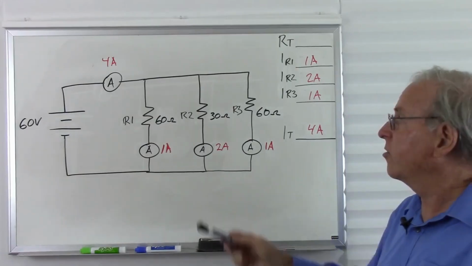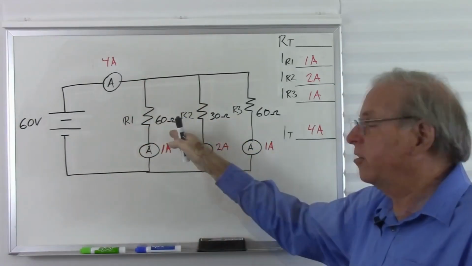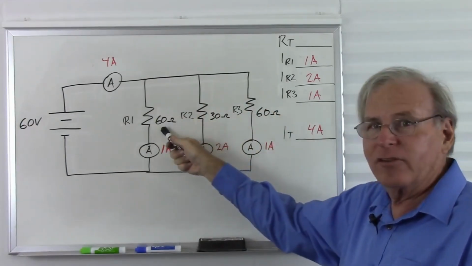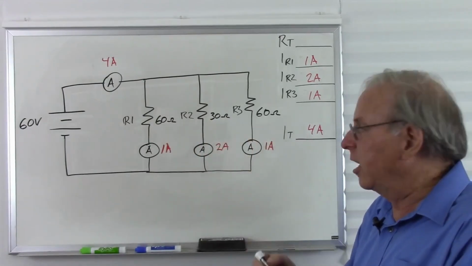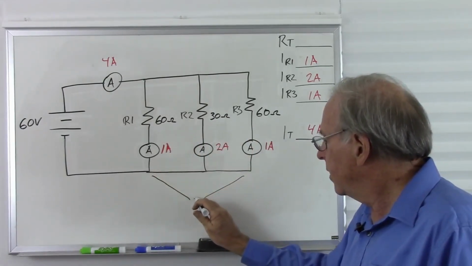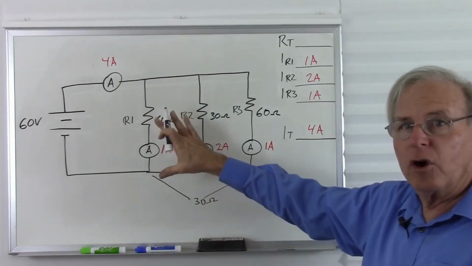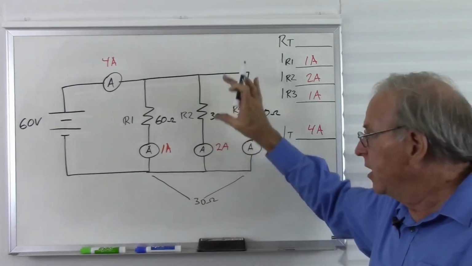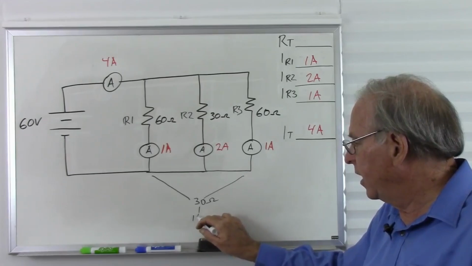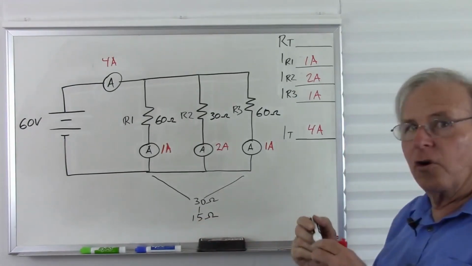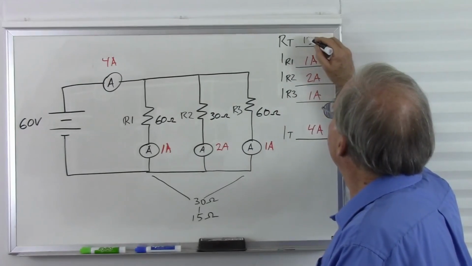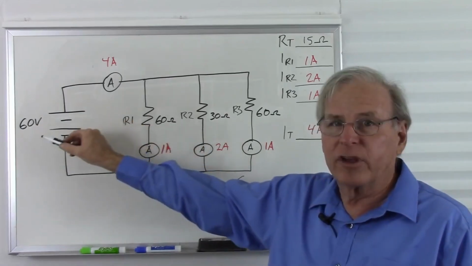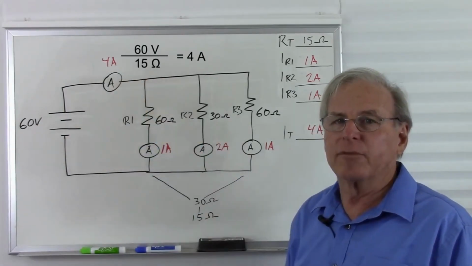Let's calculate the total resistance and confirm that this works. This 60 ohm resistor is still in parallel with the 60 ohm resistor. So we can work those together. 60 ohms in parallel with 60 ohms gives us a total of 30 ohms between them. Now we have that 30 ohms in parallel with this 30 ohms, giving us a total of 15 ohms. So our total resistance is 15 ohms. So how many times does 15 go into 60? 4, giving us 4 amps of current.